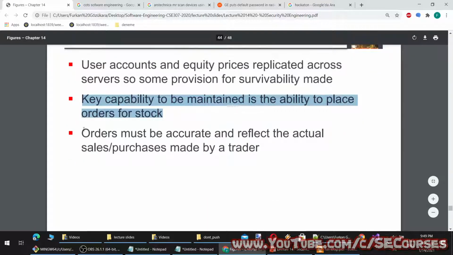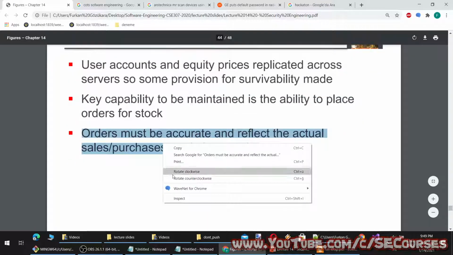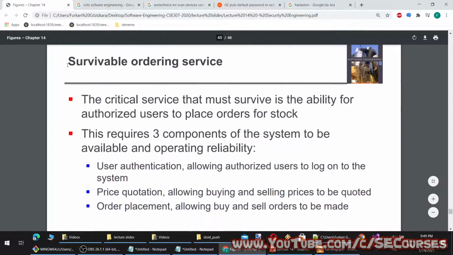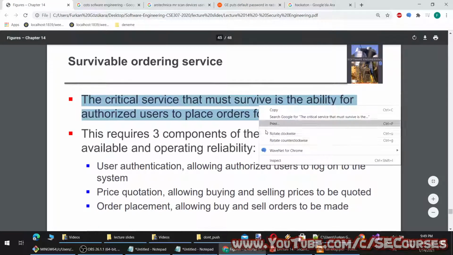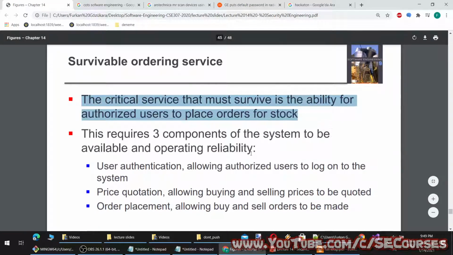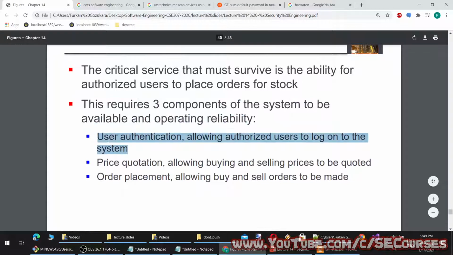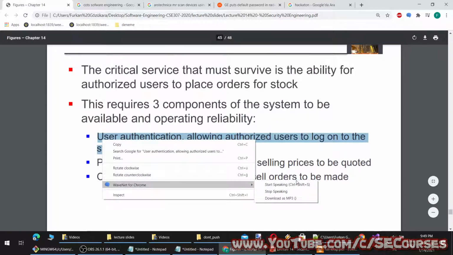Key capability to be maintained is the ability to place orders for stock. Orders must be accurate and reflect the actual sales and purchases made by a trader. The critical service that must survive is the ability for authorized users to place orders for stock. This requires three components of the system to be available and operating reliably.